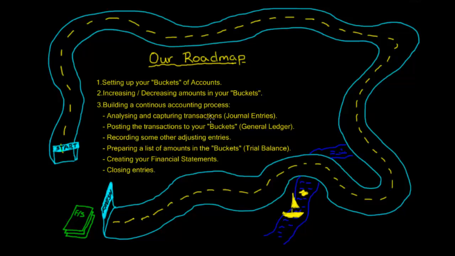goes through the basic steps of analyzing and capturing your transactions. These are also known as journal entries, posting these transactions to your buckets, recording some other adjusting entries, and then finally preparing a list of amounts in these buckets. This is known as your trial balance. Once we have a trial balance, it is very straightforward to then create your financial statements, which is our end result. And then we'll just go through some closing entries.